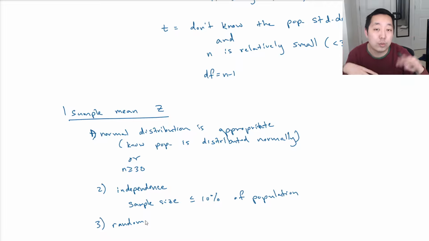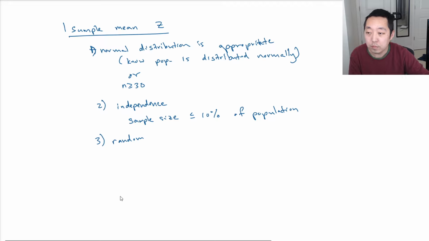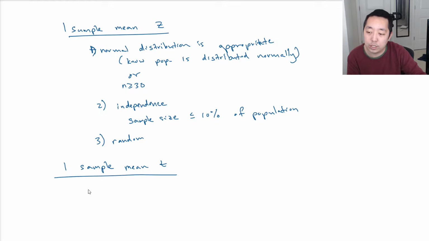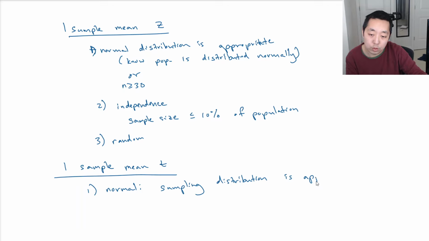And so those are the three conditions that you usually have to outline and explain before you use the inference test for the one sample mean z. Now, if I do the one sample mean with the t distribution, what do I have to do for the conditions? Well, my normality condition is that the sampling distribution is approximately normal. Normal means no skew and no outliers.